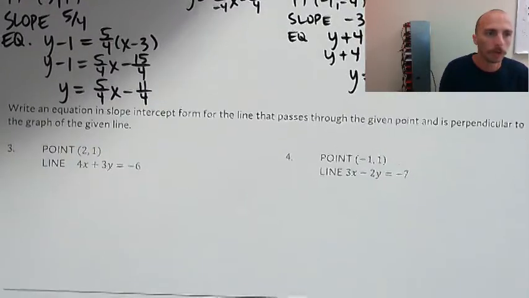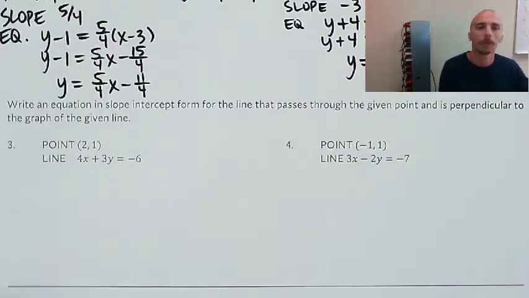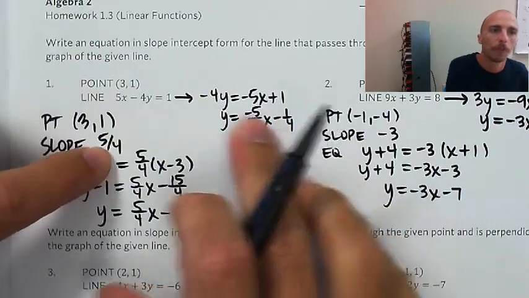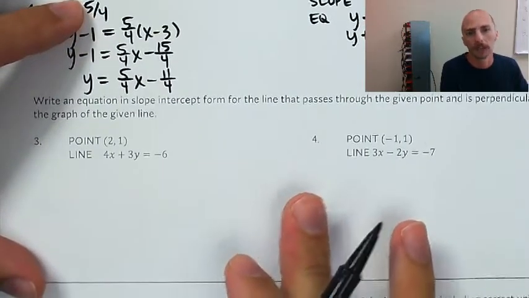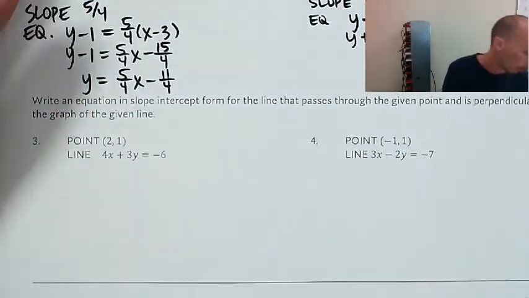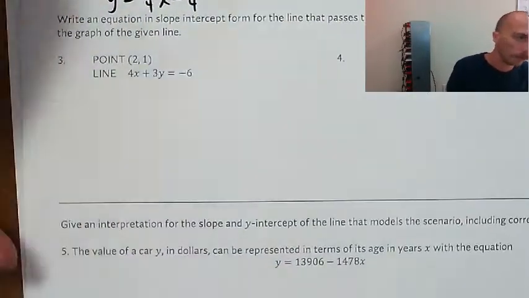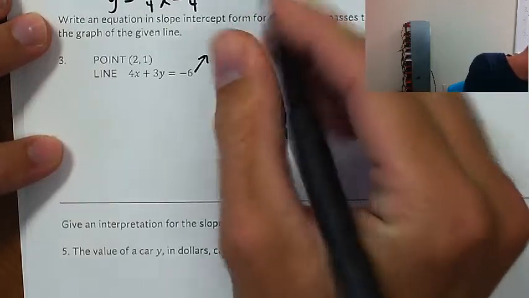We're going to write an equation in slope-intercept form for a line that passes through the given point and is perpendicular to the graph of the given line. Okay, so we're going to do the same thing. We're going to work to find the slope. It's just we won't directly copy because equal slopes is for parallel lines. We're going to make a negative reciprocal to get a perpendicular slope. We'll get there in a second. All right, so I'm going to just go over here and work on number 3. Okay. Go up here and leave myself some more room.